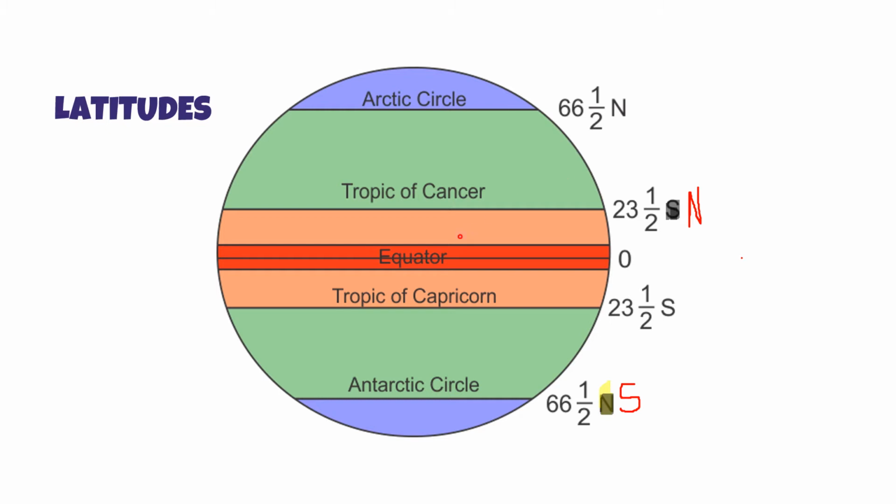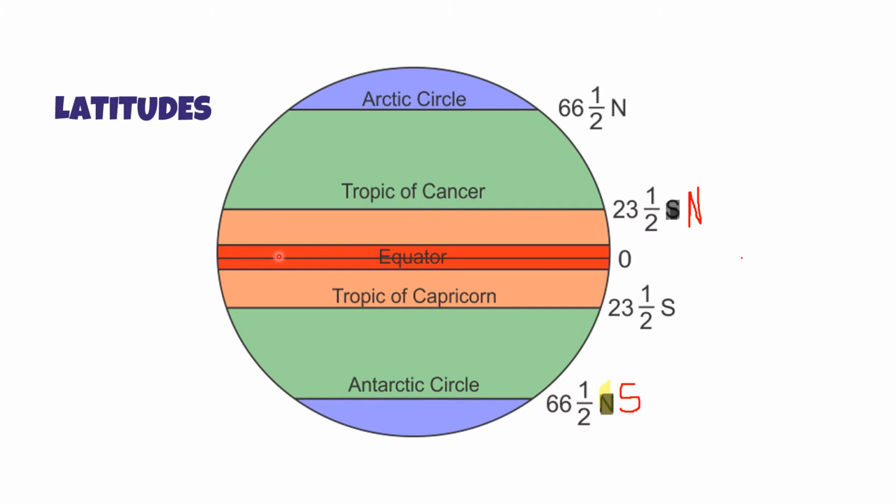You have many imaginary lines. With these imaginary lines, we can locate different places in terms of climatic condition. We can differentiate the climatic condition in each zone, in each latitude. That is the reason why we are learning about latitudes.